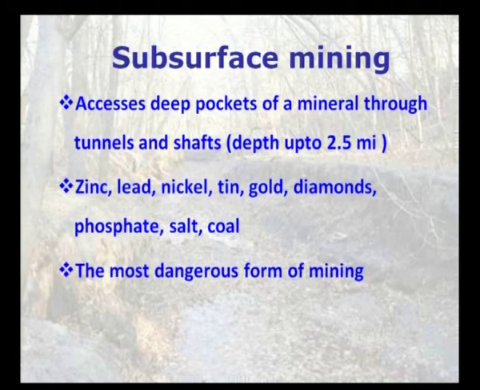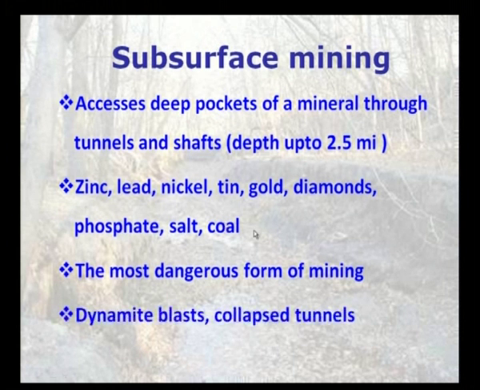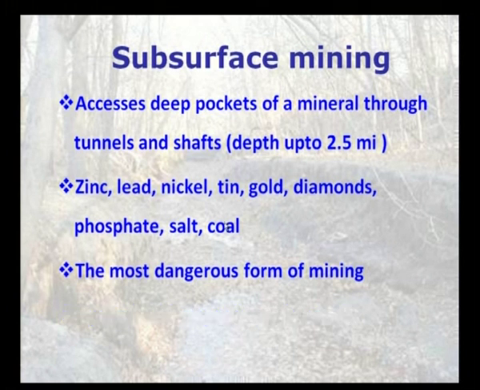And then comes the subsurface mining, and in subsurface mining it accesses deep pockets of a mineral through tunnels and shafts. A depth of 2.5 miles, that means a deep pit is dug up to 2.5 miles, and then through the deep pockets, the tunnels and shafts, the mineral is taken away, and zinc, lead, nickel, tin, gold, diamonds, phosphate, salt and coal are extracted by this method, and it is the most dangerous form of mining. And the dynamite blast and collapsed tunnels are the major drawbacks of this kind of mining.